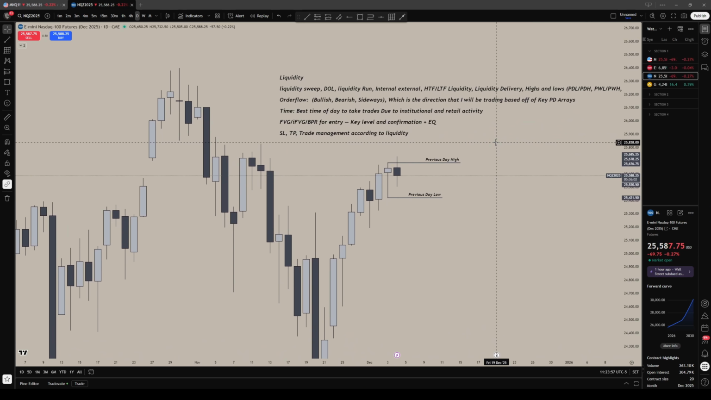Why am I specifying high time frame, low time frame? Because high time frame you use for your bias, and low time frame you use for entries. Why? Because I'm not taking daily trades. I'm not a position trader. I'm not a swing trader. I'm not any one of those.